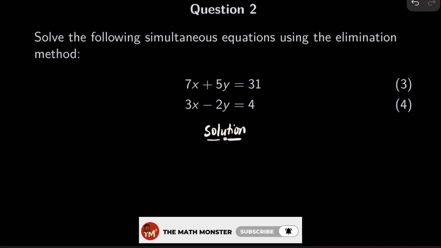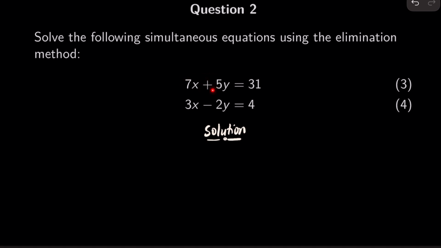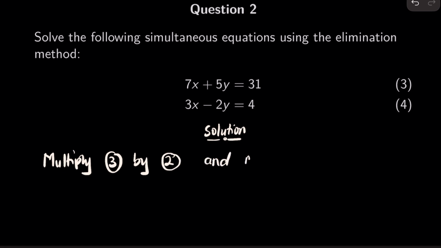So here, let's see something here. When we choose to multiply equation 3 by 2, then we are going to have this to be plus 10. And when we multiply equation 4 by 5, we are going to have this to be minus 10, right? So now here we have this to be plus 10 and minus 10. Then we can use the elimination method, right? Multiply equation 3 by 2 and we multiply equation 4 by 5, right?